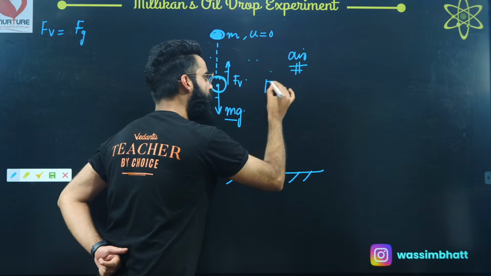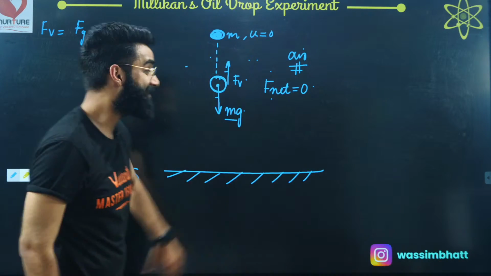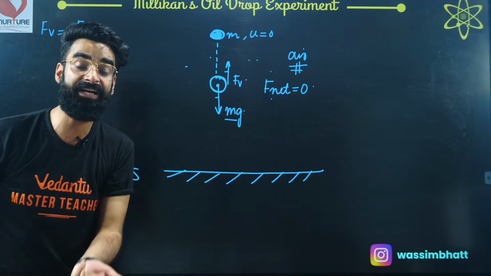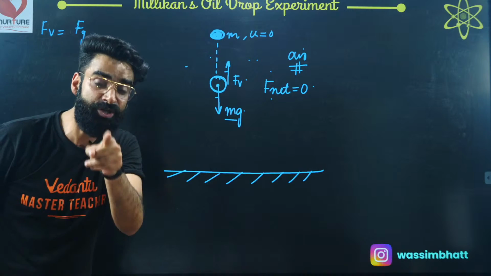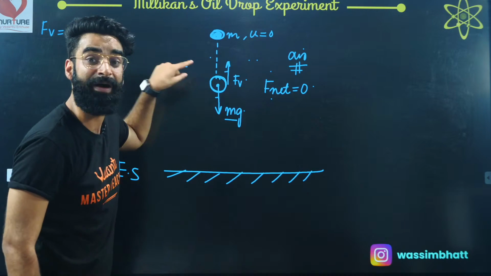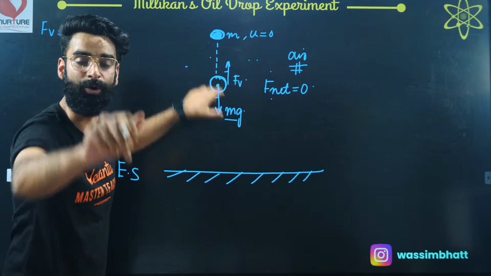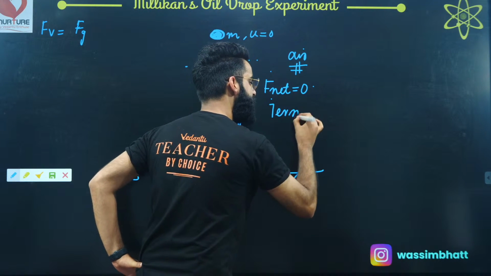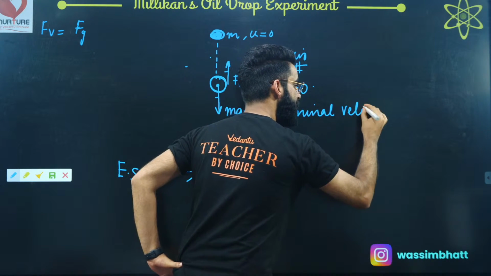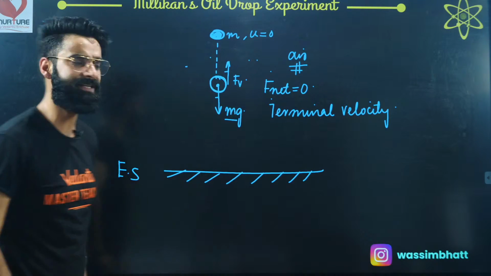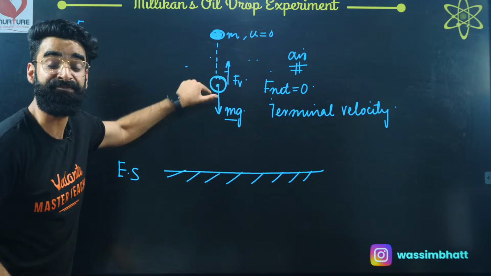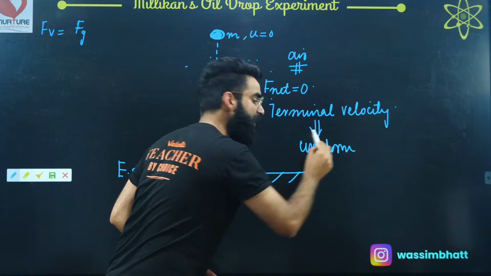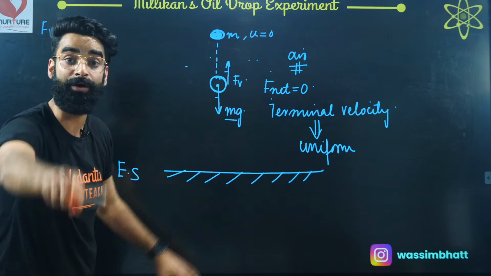At that time, the net force present on this particle will be 0. And once the net force on the particle is 0, after that point the particle will start moving with constant velocity. That constant velocity, which is attained by this particle when the net force on it became 0, is something which I call terminal velocity. Terminal velocity is basically a uniform velocity acquired by this particle when the net force on it became 0.